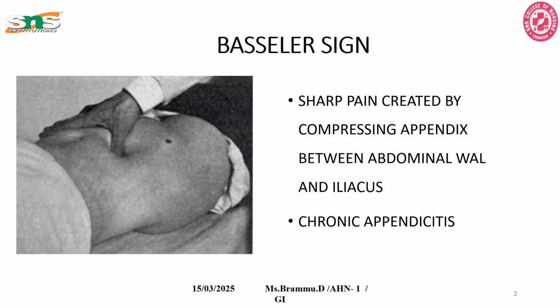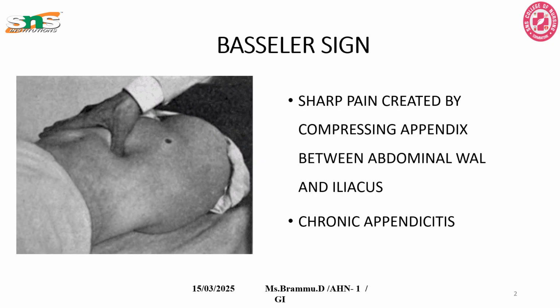So starting with the signs. The first sign which we are going to see in appendicitis is called Bachelor's sign. In this sign, you can see that a sharp pain is created when you compress the appendix between the abdominal wall and the iliacus. This is a case with chronic appendicitis.